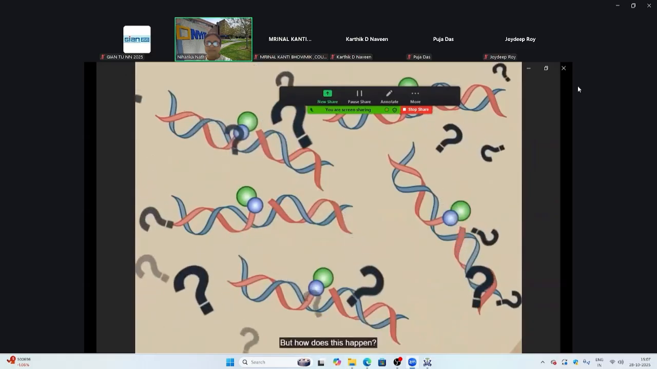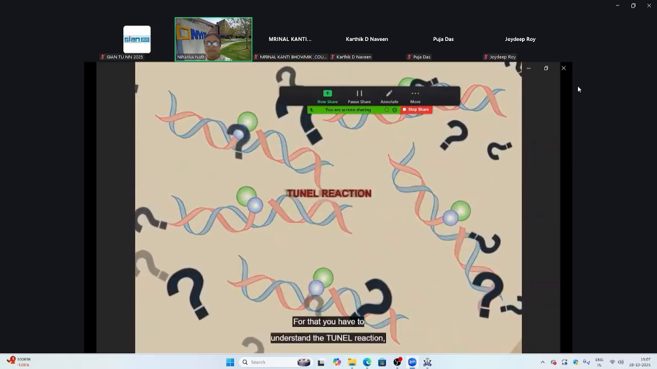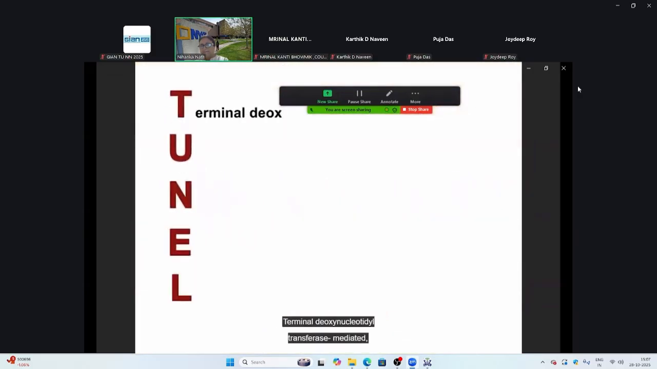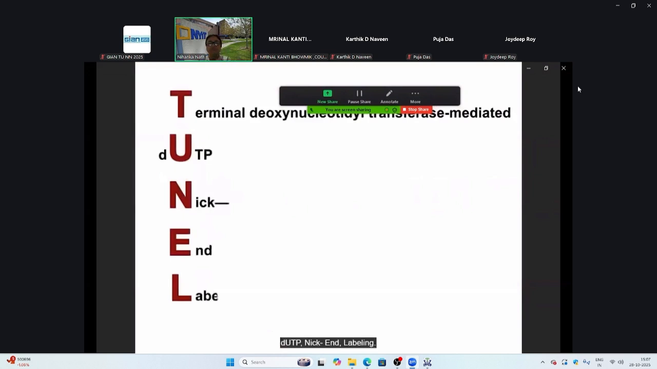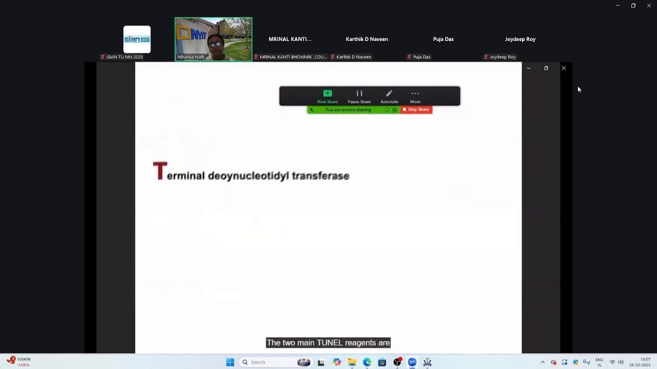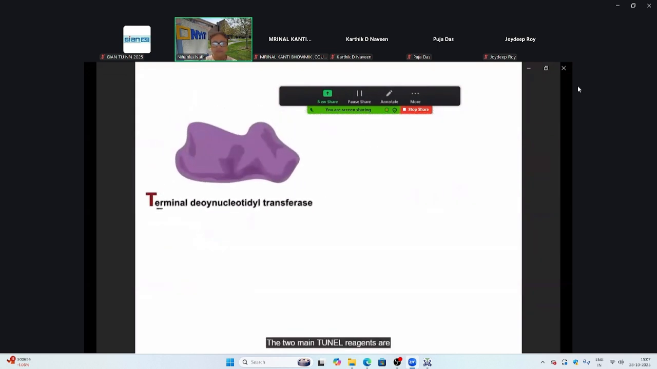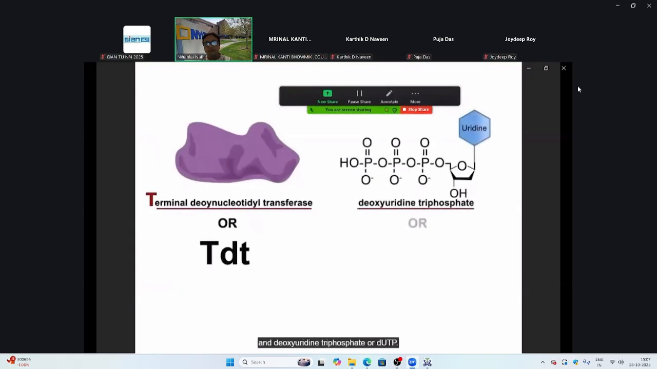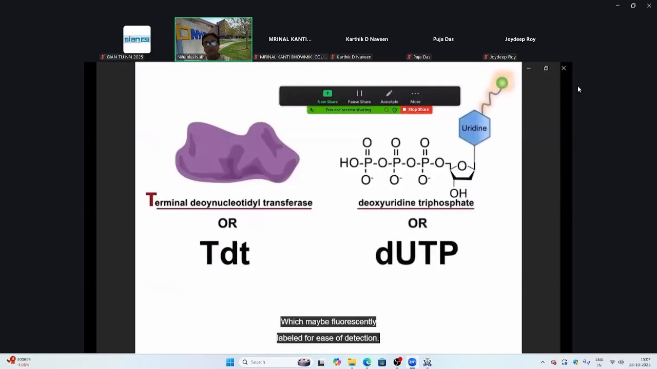But how does this happen? For that, you have to understand the TUNEL reaction. TUNEL stands for terminal deoxynucleotidyl transferase mediated dUTP nick end labeling. The two main TUNEL reagents are terminal deoxynucleotidyl transferase, or TdT, and deoxyuridine triphosphate, or dUTP, which may be fluorescently labeled for ease of detection.